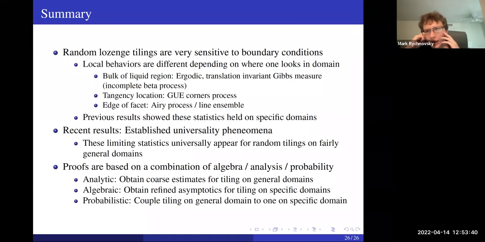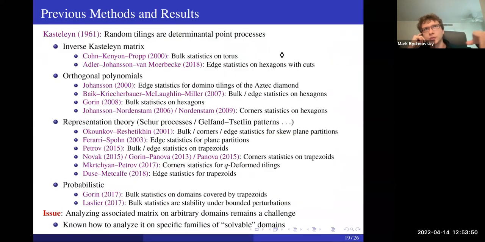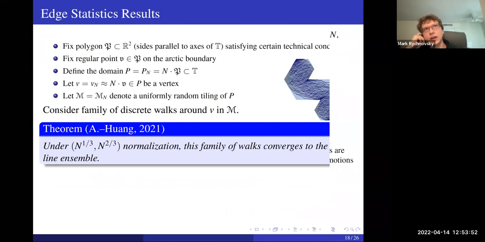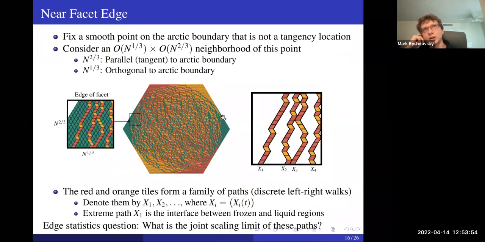So one question I have that might be a little bit silly. If you're looking at the edge, you see the Airy line ensemble. There are limits you can take of the Airy line ensemble that should give you something about the KPZ fixed point. Should you be able to see the KPZ fixed point in these models if you take the right kind of limit near the edge, or should that not be the case?